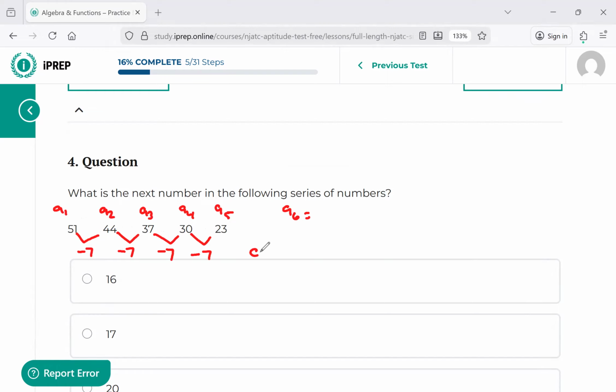So this concludes that we have a common difference of -7. So to find the sixth term, you take the last term, which is 23, and then minus 7. And it looks like it's 16. Okay. So 3 and 4 weren't too bad, right?